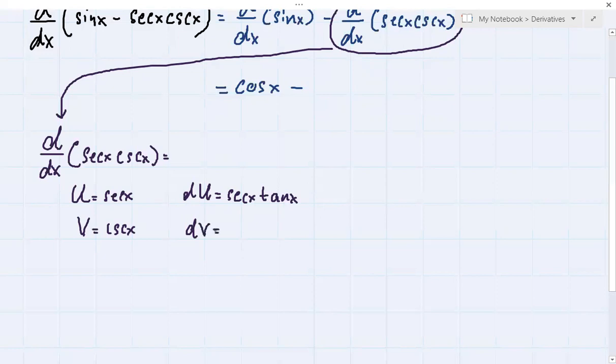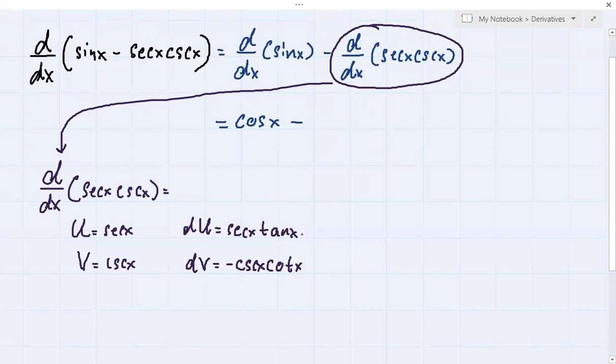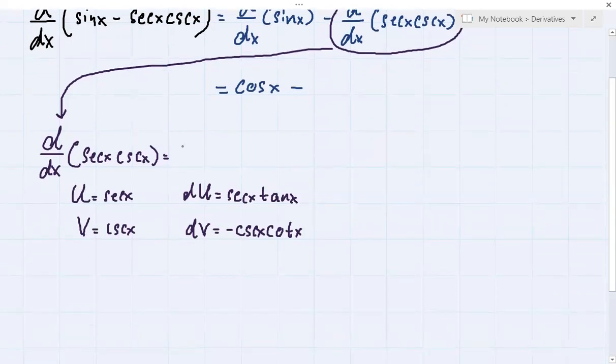Next, the derivative of cosecant x, or the derivative of v, is negative cosecant x times cotangent x. So, let's substitute into the formula: u dv plus v times du.